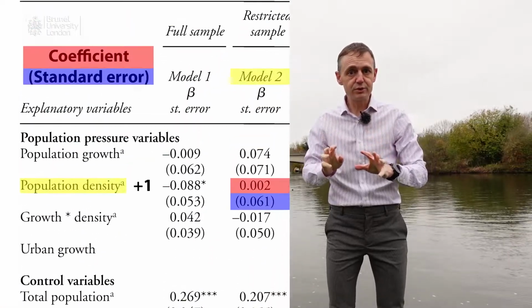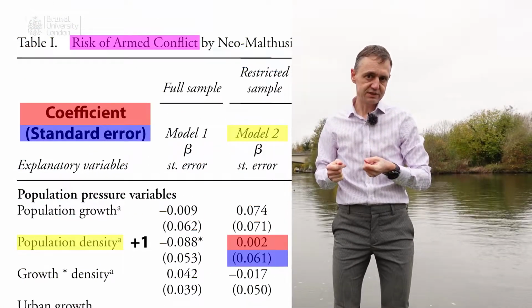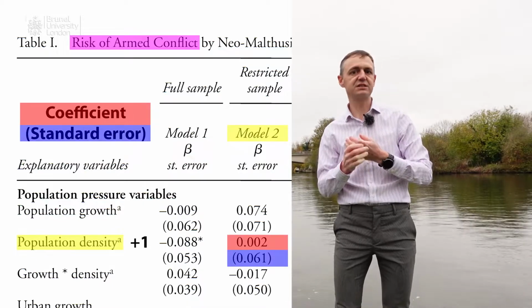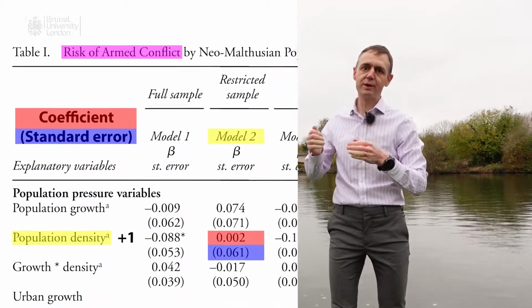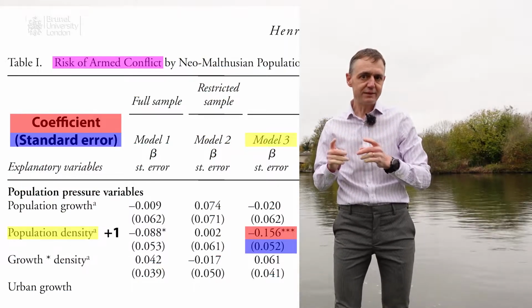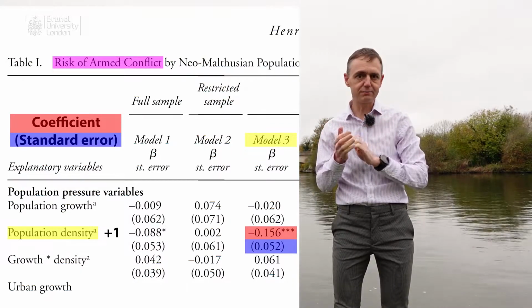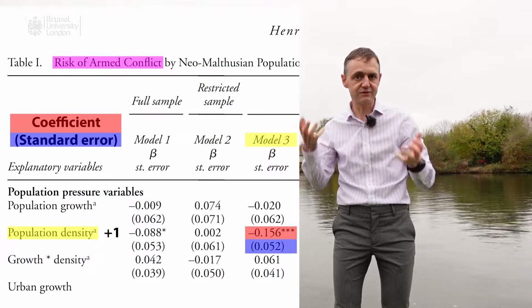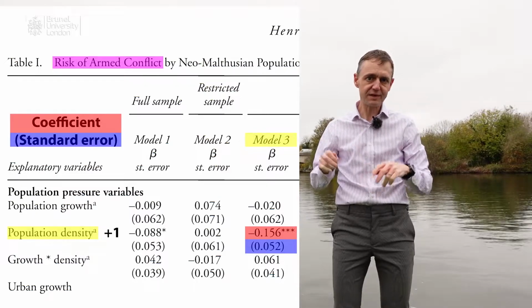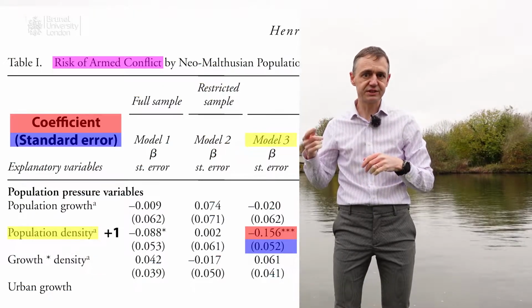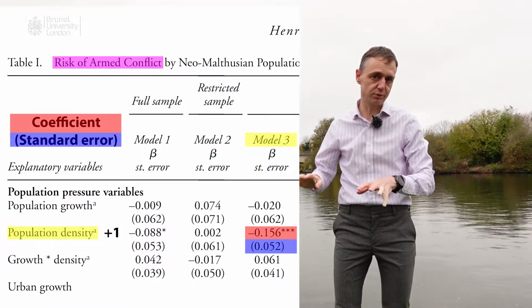If I look to model 2, I see there's no stars for population density. No significant relationship in this model between population density and risk of armed conflict. But when I move to model 3, I see we have 3 stars. For every time I increase population density by 1 in model 3, I decrease the risk of armed conflict by 0.156, give or take 0.052. As we've got 3 asterisks, p is less than 0.01, which means that the chances of it being a random occurrence are less than 1 in 100.